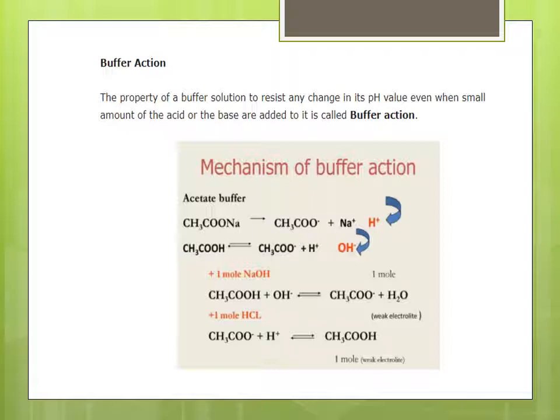First is the acetate buffer. CH3COONa gives CH3COO negative and Na positive. Acetic acid dissociates into acetate ion and H positive. If 1 mole of NaOH is added to acetic acid, it gives CH3COO negative and water. And if 1 mole of HCl is added to acetate ion, it gives back acetic acid.